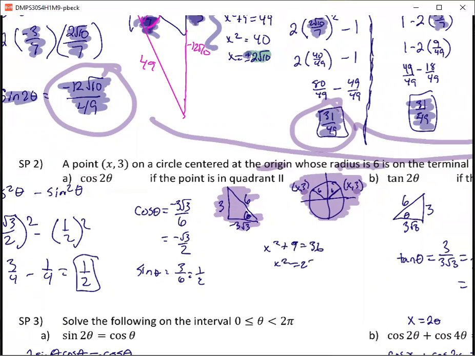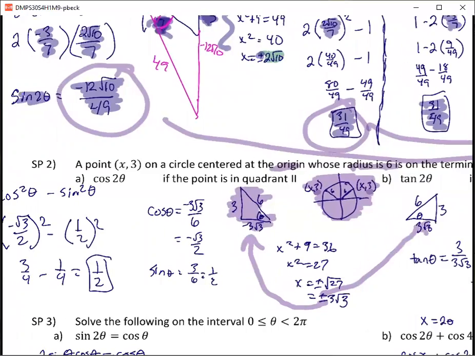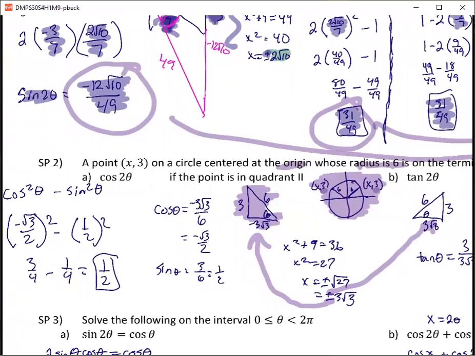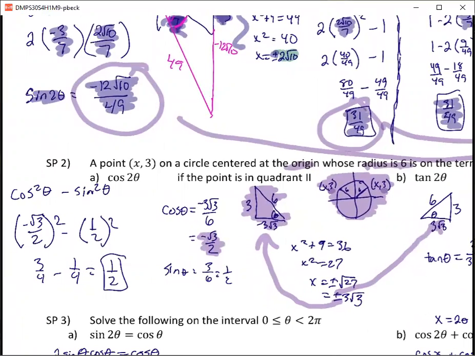X squared is 27. So x would be the positive or negative square root of 27, which is plus or minus 3 square root of 3. If we are working in quadrant 2, which is what I have here, it's the negative. And then the other problem, I'm going to have the positive because I'm working in quadrant 1. But anyway, cosine ratio is negative 3 square root of 3 over 6, which we could reduce to negative square root of 3 over 2. Then if I apply the cosine double angle formula, that's cosine squared minus sine squared. I just found my cosine. My sine is opposite over hypotenuse, which is 1/2. So 3/4 minus 1/4 does give me 1/2.